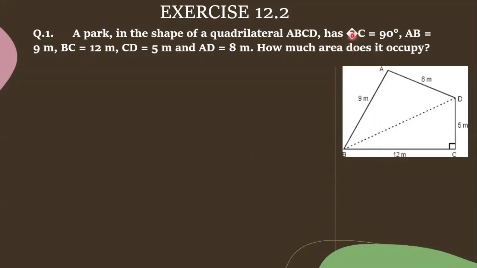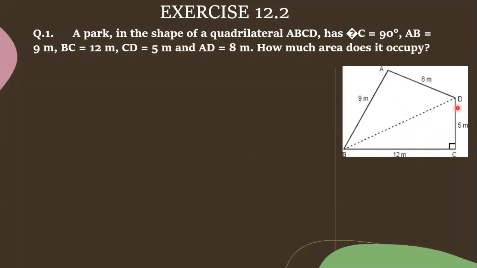It is an angle symbol. So the system has not taken the angle. Angle C value is 90 degrees. AB, they gave, A to B is 9 centimeter. B to C, 12 centimeter. C to D, 5 centimeter. And the diagonal is BD. Sorry, AD value they gave, 8 centimeter. How much area does it occupy?